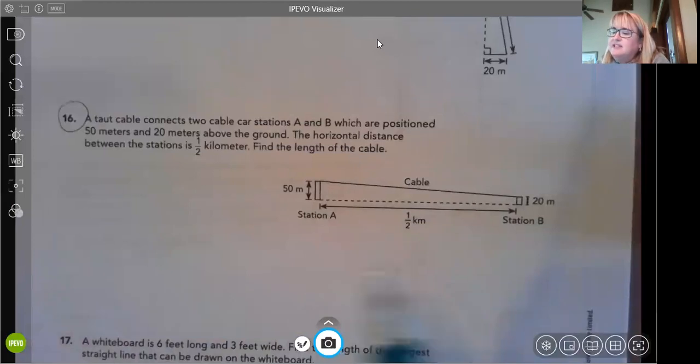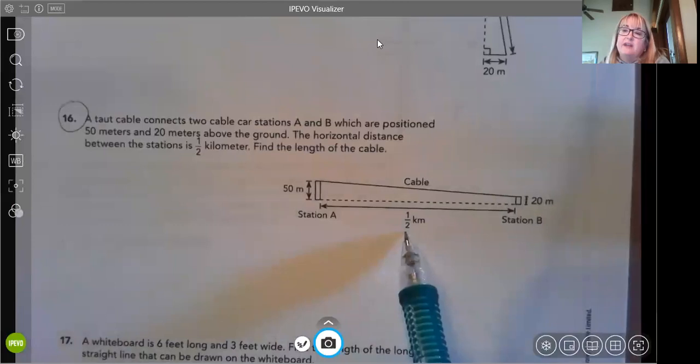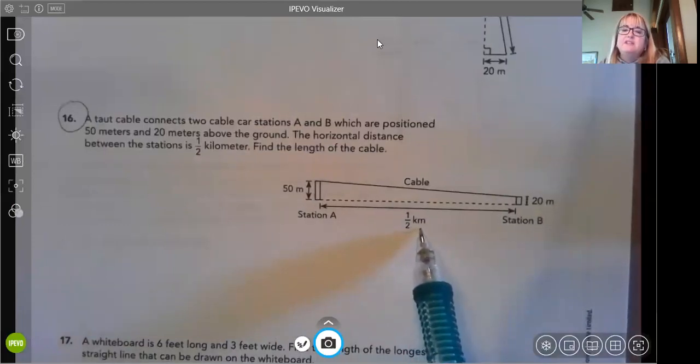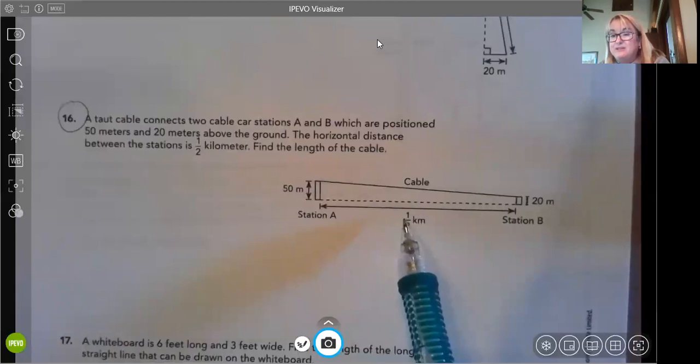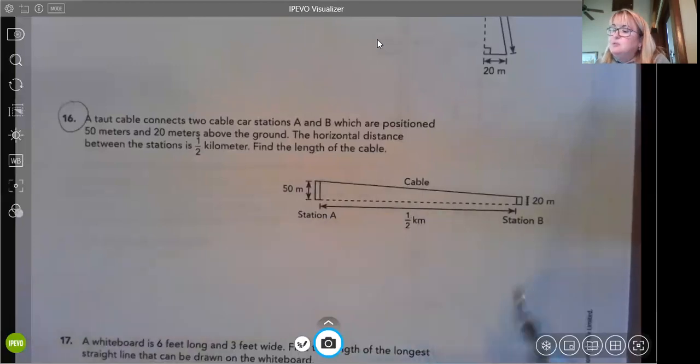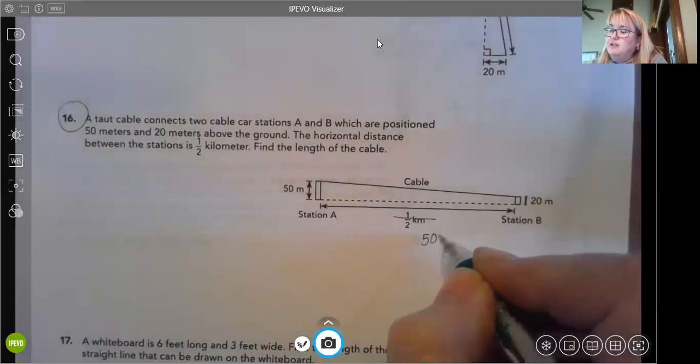The other thing is this is given in meters, these 2 lengths, but this length is given in kilometers, and no bueno. So we need to figure out how many meters are in 1/2 kilometer. Well, a kilo means 1,000, so a kilometer is 1,000 meters. 1/2 of 1,000 meters would be 500. So I'm going to mark through that, and let's write 500 meters.